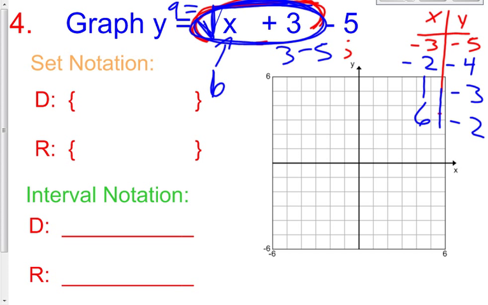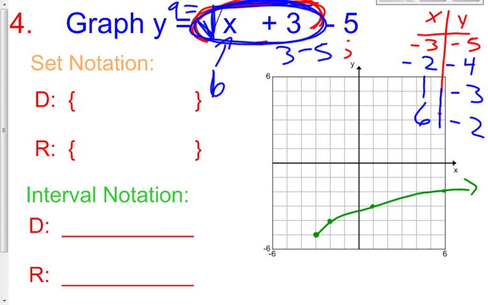All right, let's put these on our graph. Say the domain and the range. -3, -5: 1, 2, 3, 4, 5. Next one, -2, -4. Next one, +1, -3. And the last one, right 6 and down 2. And there's your square root function.